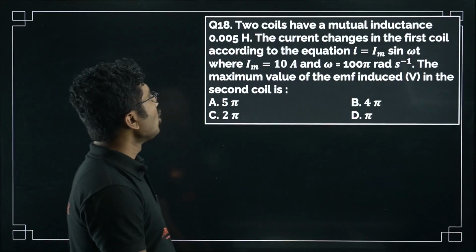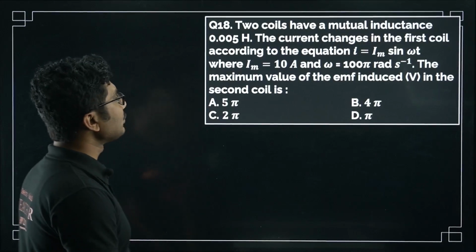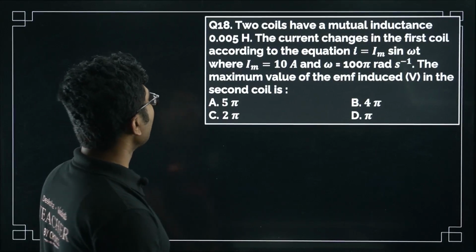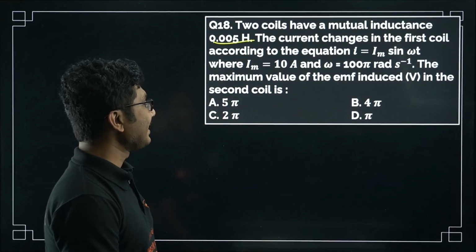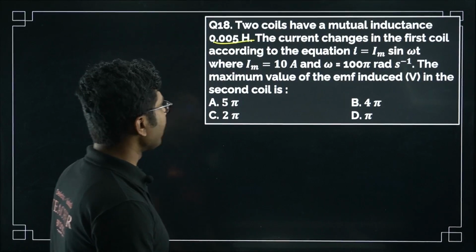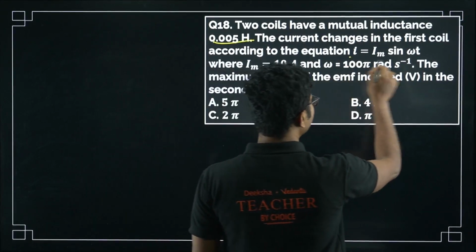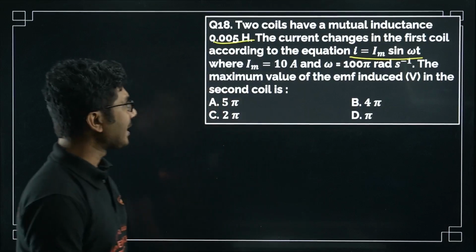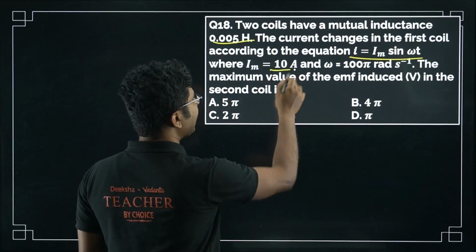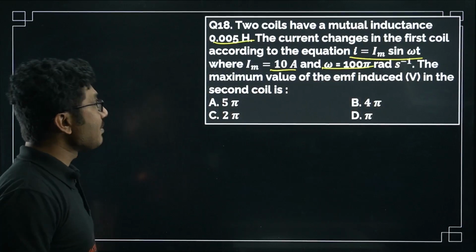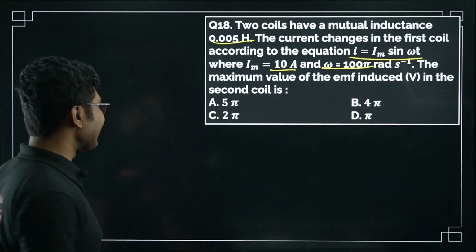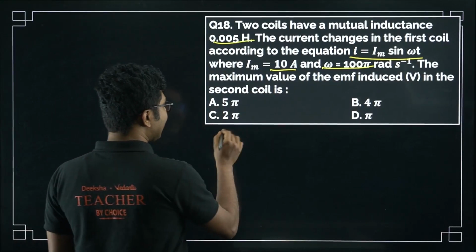Next question. Two coils have a mutual inductance 0.005 Henry. The current changes in the first coil according to the equation I equals Im sin omega t, where Im is 10 ampere and omega is 100 pi. The maximum value of induced EMF. Very interesting question. So what is the induced EMF?